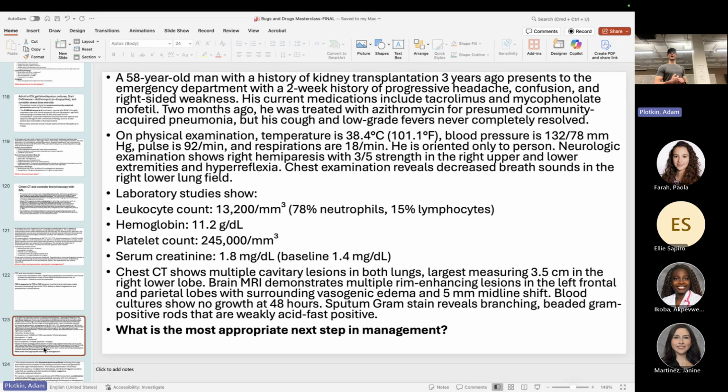Gram-positive, filamentous branching rod that is partly acid-fast staining, right? Who is going to get Nocardia? Who is my host? Immunocompromised, right? So Nocardia, classically lung and brain abscesses, right? What is the treatment for Nocardia? Correct, right? So TMP-SMX is the backbone.